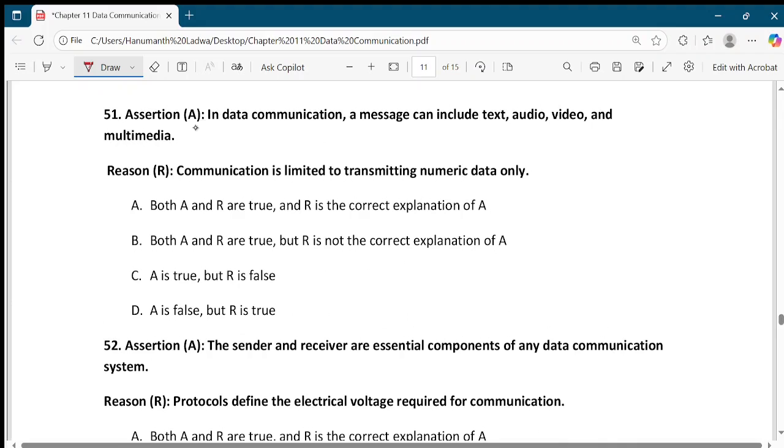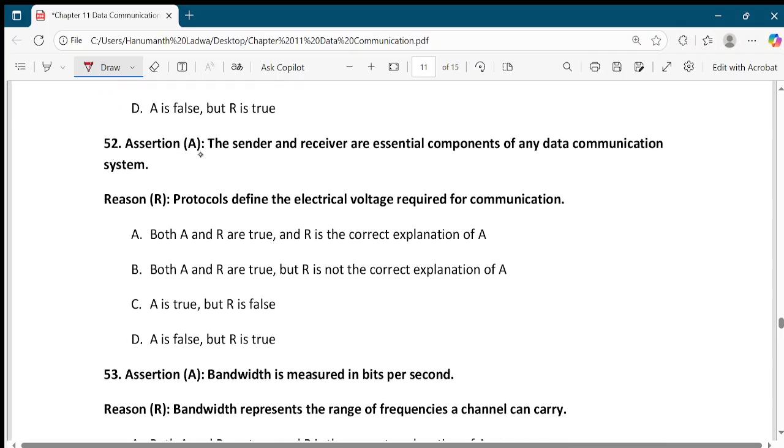Question number 51. Assertion A: In data communication, a message can include text, audio, video, and multimedia. Here, this statement is true. Reason R: Data communication is limited to transmitting numeric data only. Here, this statement is false. Here, you can observe option C, A is true, but R is false, is the right answer.